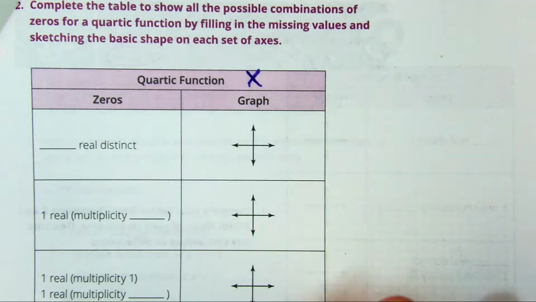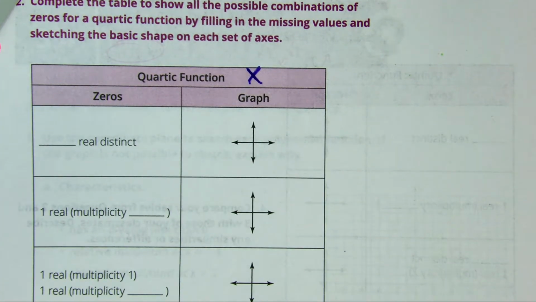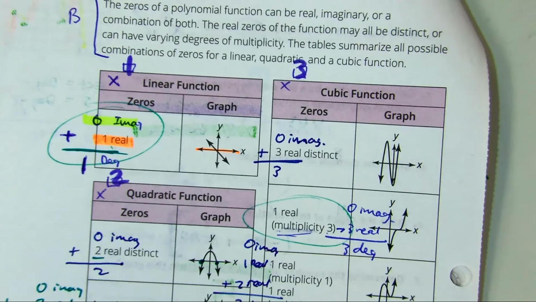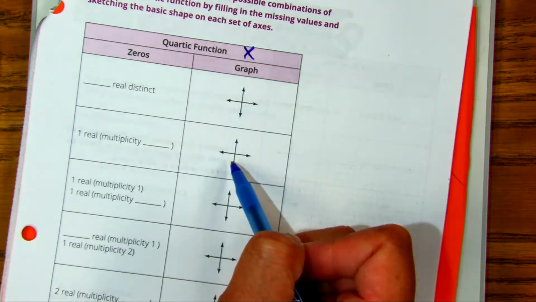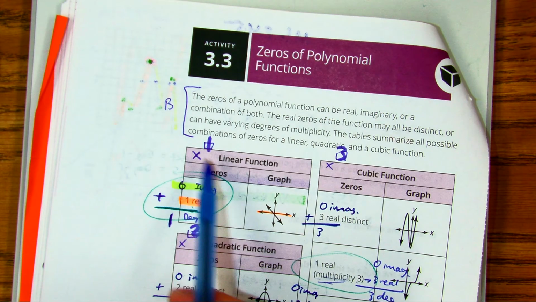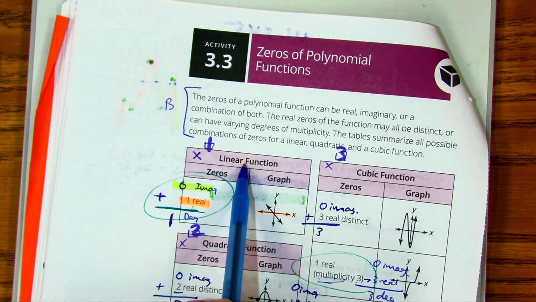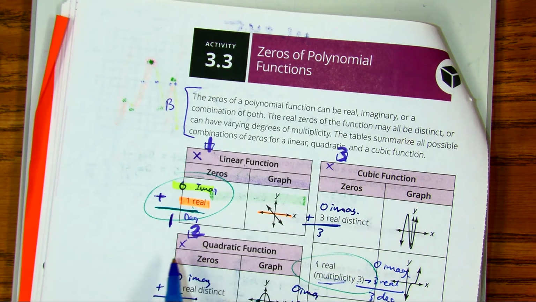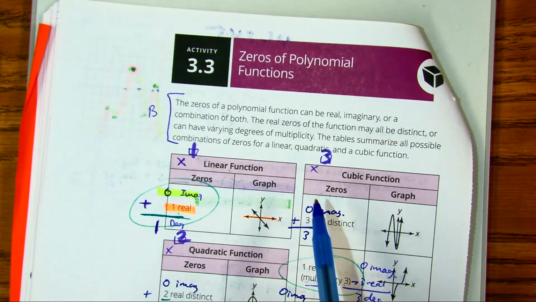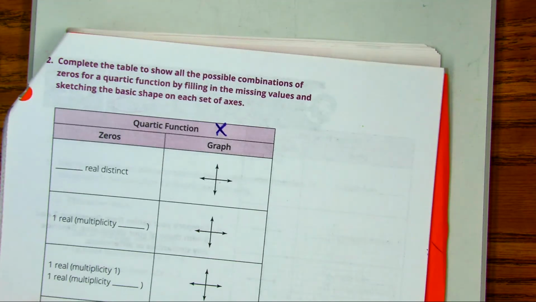We need to complete this table, but what's the difference between the ones we're doing here and on the previous page? Okay, there's no graph, so we've got to graph it. We did linear, which is x to the what? Quadratic is x to the? Cubic is x to the? What do you guys think quartic means? Fourth.